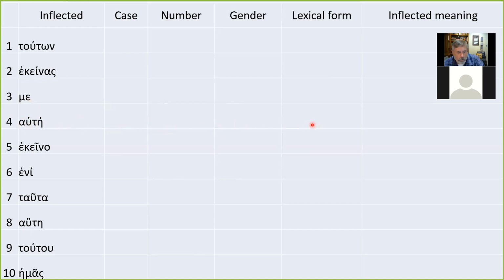Is it hutos or autos? Let me look at my lexicon. It's autos. What would be the inflected meaning? If you were going to translate this in your text, what would you translate it? Third person, singular, feminine, nominative case.